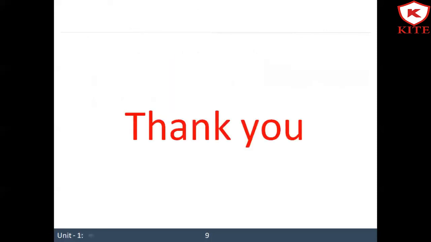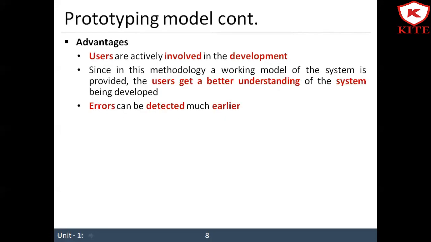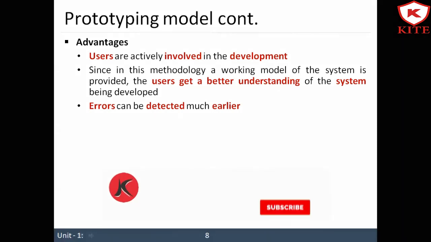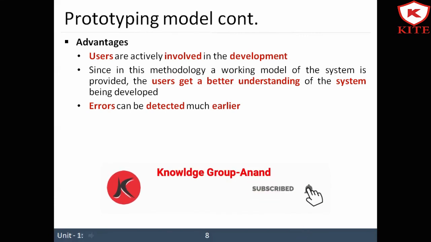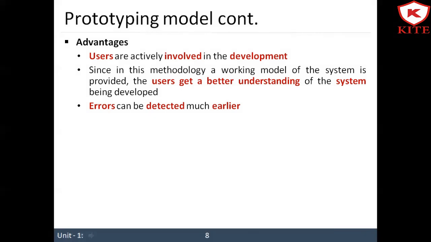So before concluding, I want to say that the key is to define the rules of the game at the beginning. That is, the customer and developer must both agree that the prototype is built to serve as a mechanism for defining requirements. It is then discarded and the actual software is engineered with an eye toward quality. So, this is all about the prototype model.